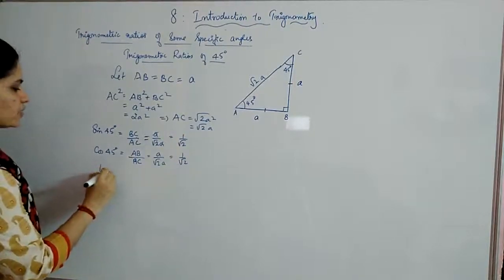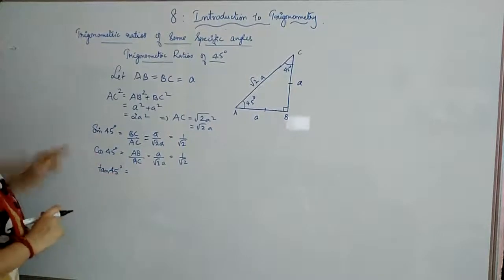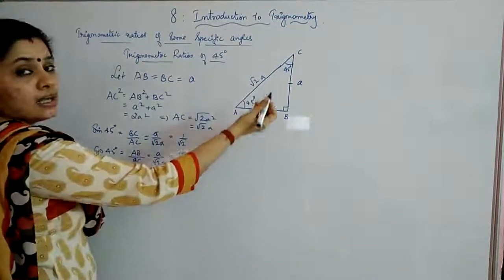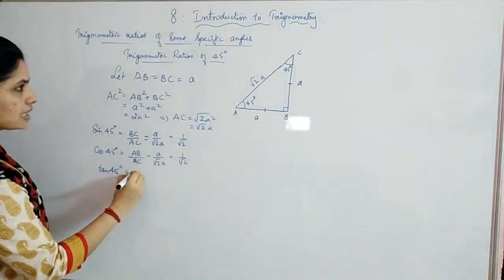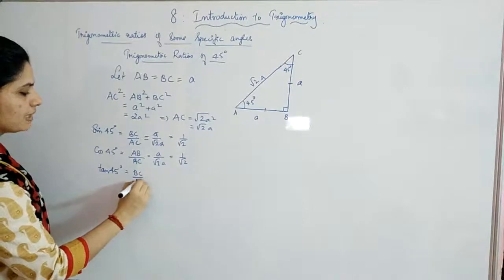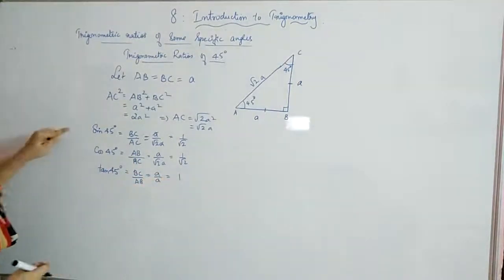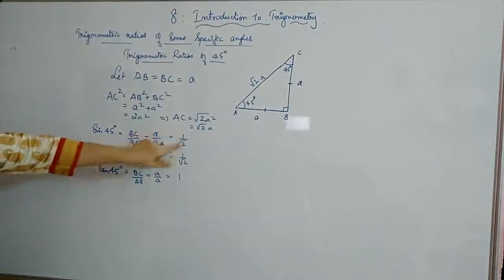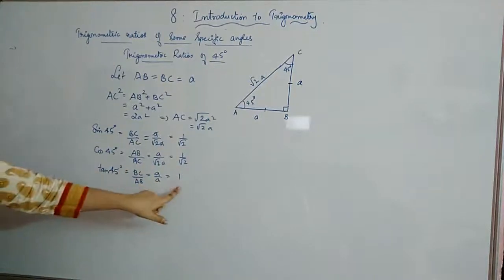Now you have to find out what is tan 45 degree. For tan 45, either you can use sin by cos of the same angle, or you can take opposite side by adjacent side. If I am taking opposite side by adjacent side, you will get BC by AB, which is A by A equal to 1. Or else if you are using sin 45 by cos 45, then also you will get the same value, the division gives you 1. So tan 45 degree is 1.